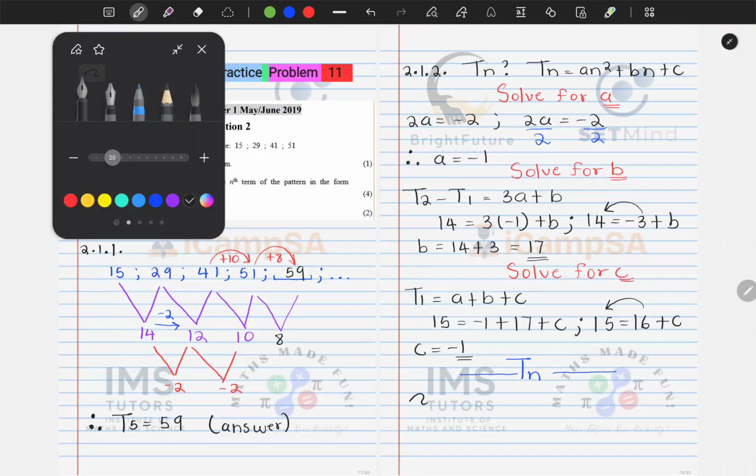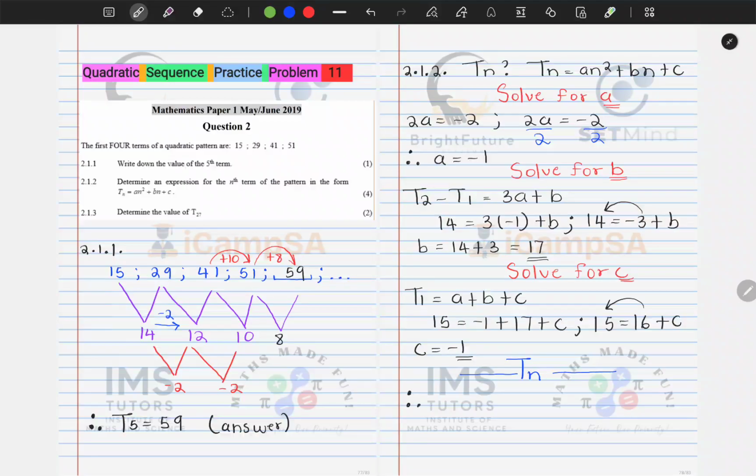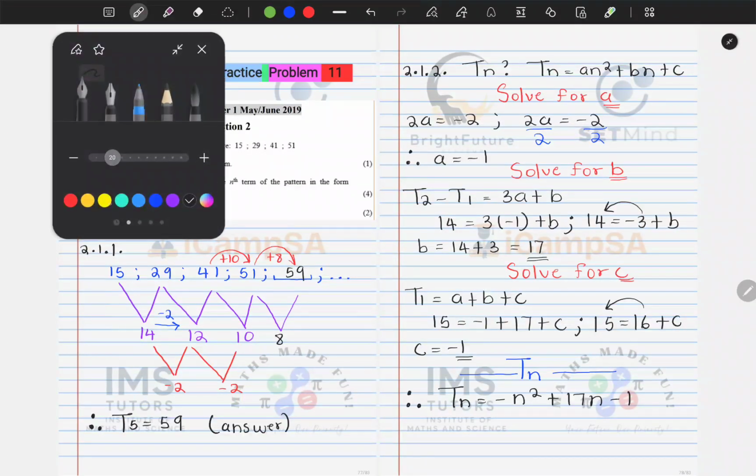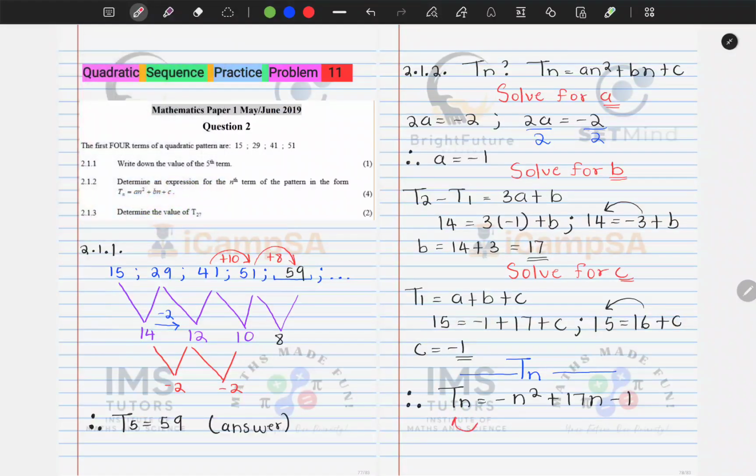So now we can go ahead and determine our Tn, because we have a, b, and c. Therefore, our Tn, which is our general equation, will be: a is negative, so we'll have negative n squared. b is positive, it is 17, that's 17n, then minus 1. And there we go, this will be our answer. I hope that you do understand what we did here.